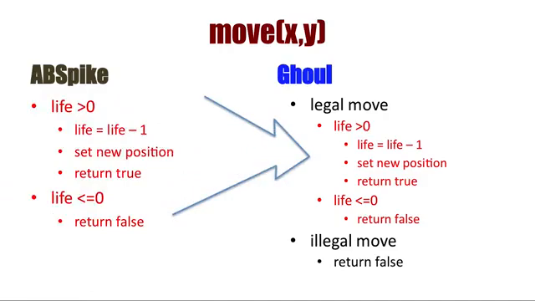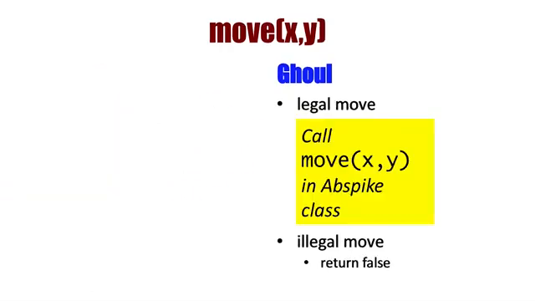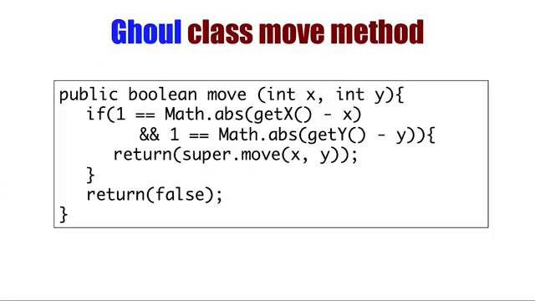But back to our move method in the subclass Ghoul. We can replace some of our code with a call to the move method that has already been written in the superclass AB Spike. Here is the code we would need in our Ghoul class to override the move method in the superclass AB Spike. Notice this method must have the same name, parameter list, and return type in order to override the original method. In this implementation, we will need to call the method defined in AB Spike. To do this, we use the keyword super.